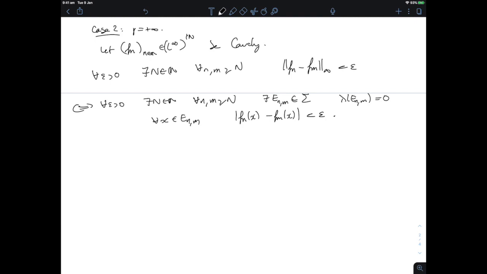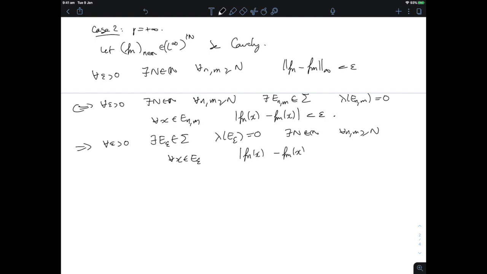Now, if I have that, what I could do is take the union of my E_{n,m}, right, over all possible choices of integers n and m above capital N. I'm taking a countable union of sets of measure 0. I would still be of measure 0. So I can construct a set, let's call it E_epsilon, that has Lebesgue measure 0. That's the union of all these countably many sets of measure 0. And that set is such that there exists a capital N, such that above that capital N, for every x outside E_epsilon, the union of all the E_{n,m}, |f_n(x) minus f_m(x)| is smaller than epsilon. I've given myself a little bit of uniformity here.